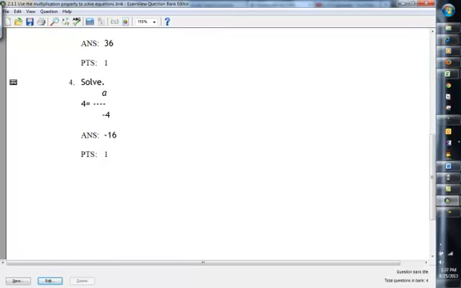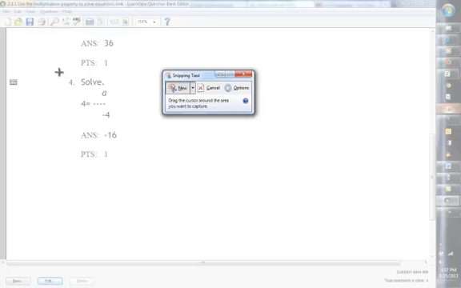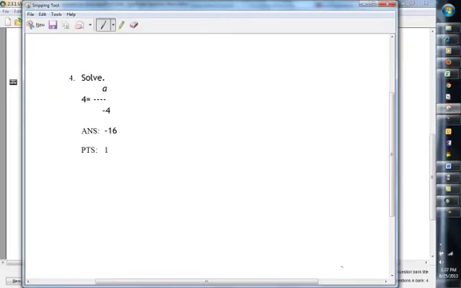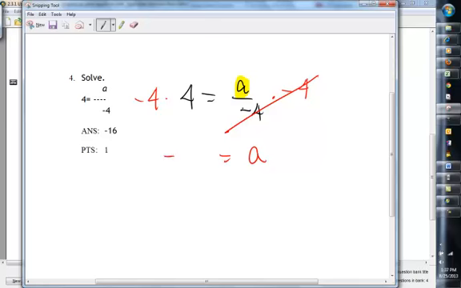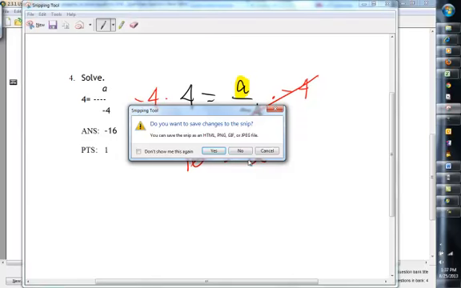Let's look at this last one. We have 4 is a over negative 4. Remember, we want the a all alone. To do so, we're going to multiply both sides by negative 4, so the negative 4's cancel on that side. So a equals negative 4 times 4 is negative 16. Next one.